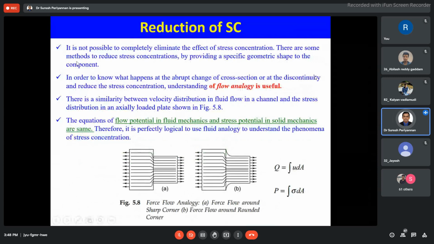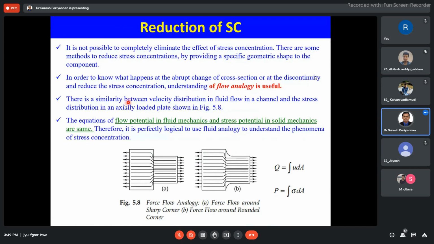See, it is not possible to completely eliminate this stress concentration factor. There are a few methods we can use to reduce the stress concentration, for example, by providing a specific geometry of the component. One example. Okay. Now, how do we understand? In order to know what happens at a change in shape of the component or a discontinuity provided in the component, and to reduce the stress concentration, we use the fluid flow analogy. Through fluid flow analogy, we are able to understand that.